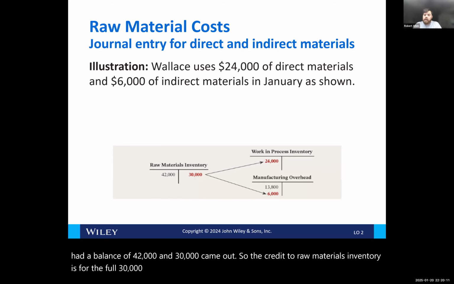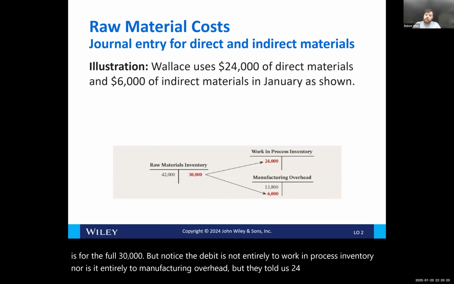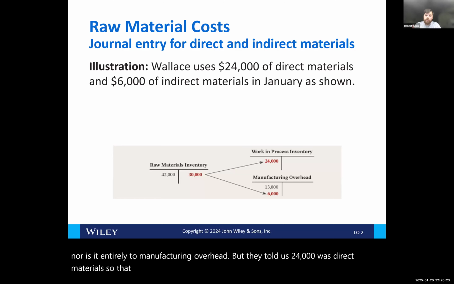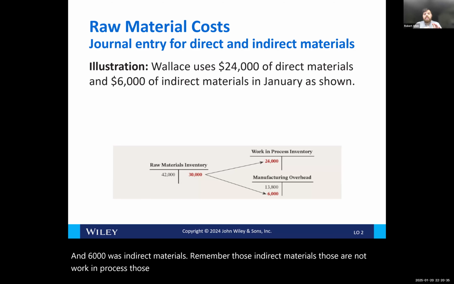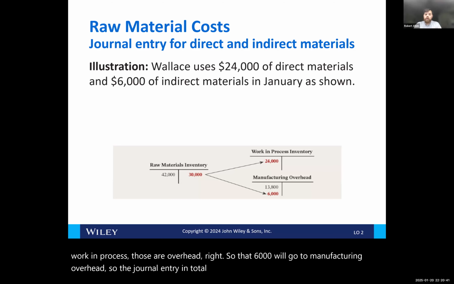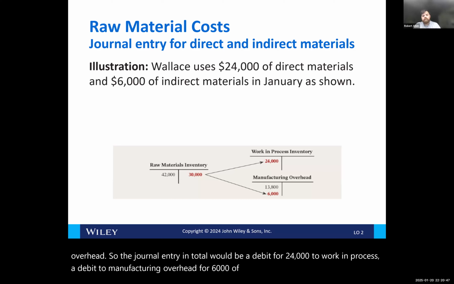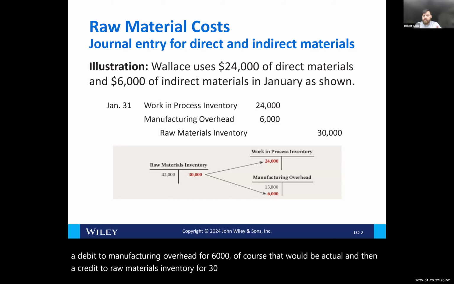But notice the debit is not entirely to work in process inventory, nor is it entirely to manufacturing overhead. They told us 24,000 was direct materials, so that portion goes straight through to work in process inventory. But then 6,000 was indirect materials. Remember, those indirect materials are not work in process, those are overhead, right? So that 6,000 will go to manufacturing overhead. So the journal entry in total would be a debit for 24,000 to work in process, a debit to manufacturing overhead for 6,000, of course, that would be actual, and then a credit to raw materials inventory for 30,000. And so we can see that right here.